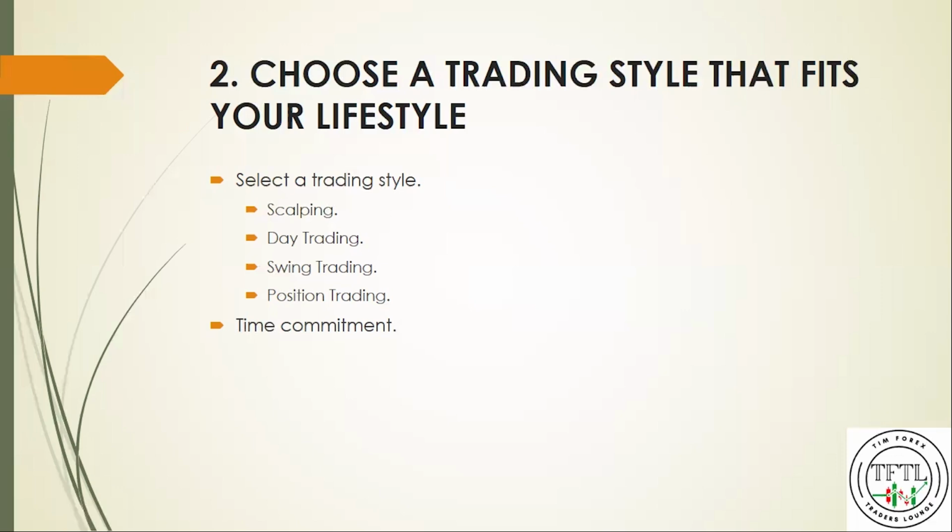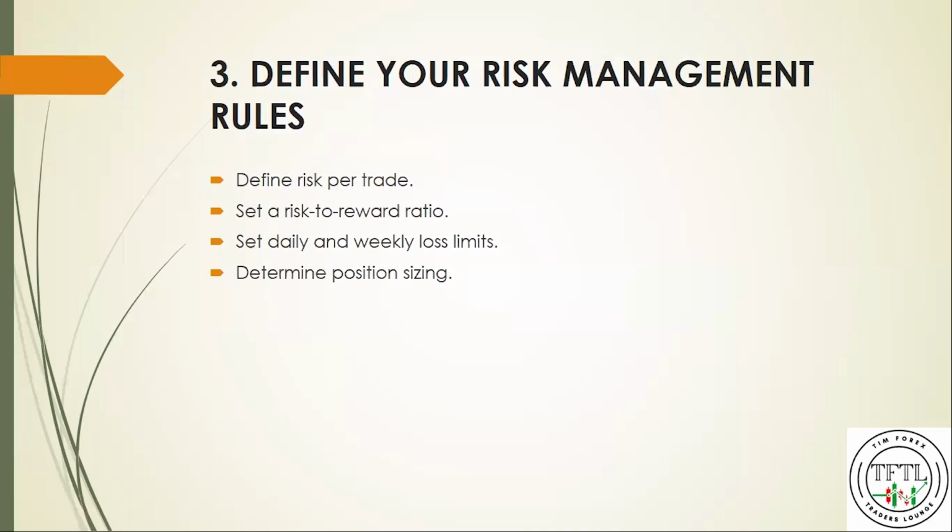All right. Then number three, define your risk management rules. All these things should be in your trading plan. Determine the risk per trade. Decide the maximum percentage of your trading capital you are willing to risk per trade. The rule of thumb is do not risk more than 1 to 2% of your account. So this helps you prevent large losses from a single trade.